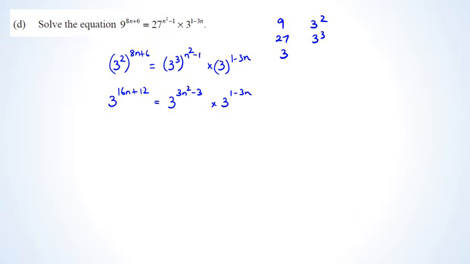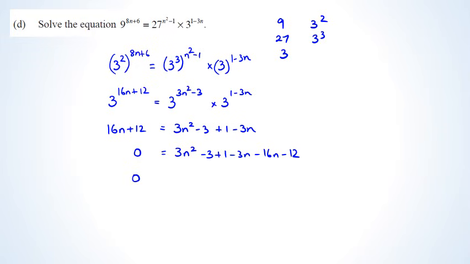And basically, because they all have the same base of 3, I could say that 16n plus 12 equals, because remember when you multiply two exponents with the same base, you add their powers, 3n squared minus 3 plus 1 minus 3n. So I can make this into a quadratic now. 3n squared minus 3 plus 1 minus 3n minus 16n minus 12. Simplifying this, I have 3n squared minus 19n minus 14 is equal to 0.